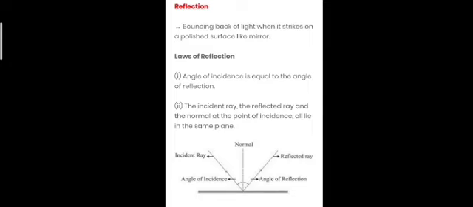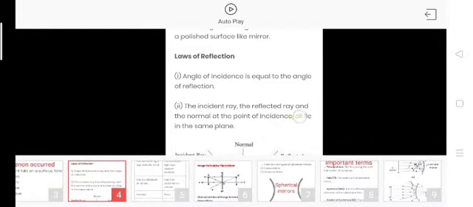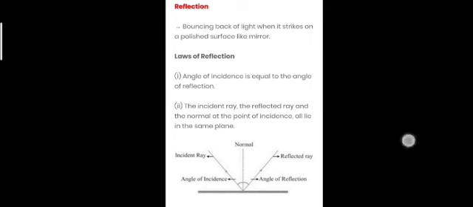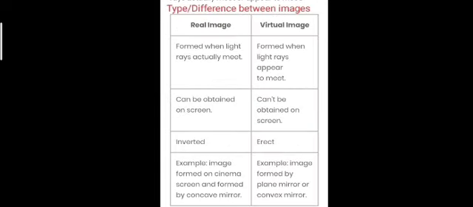And the second law is: the angle of incidence is equal to the angle of reflection. Remember this one thing: the angle of incidence is equal to the angle of reflection, and it is written as angle i is equal to angle r. Clear? So that is written in mathematical form.